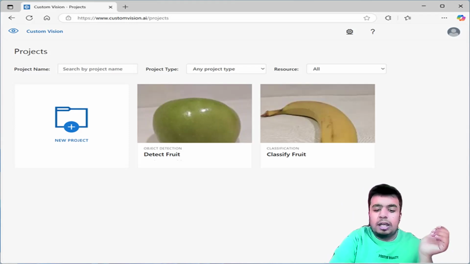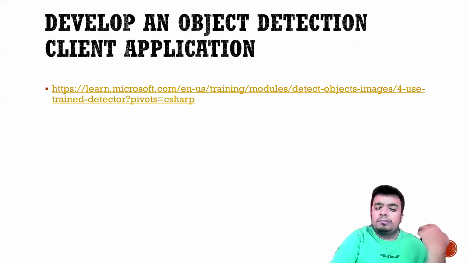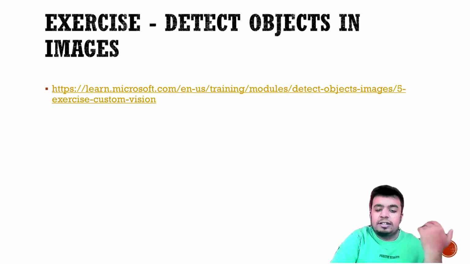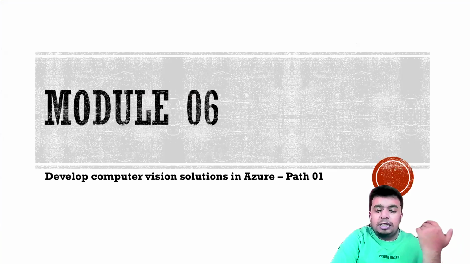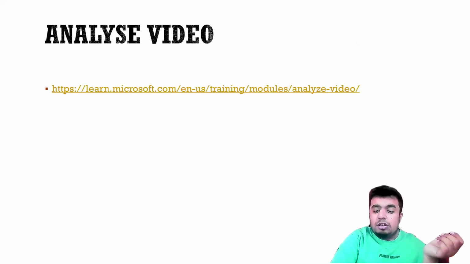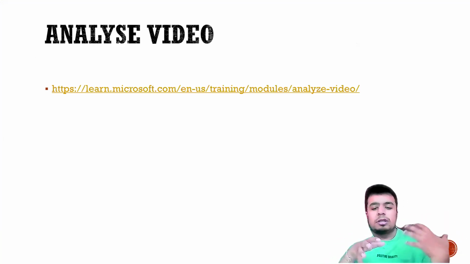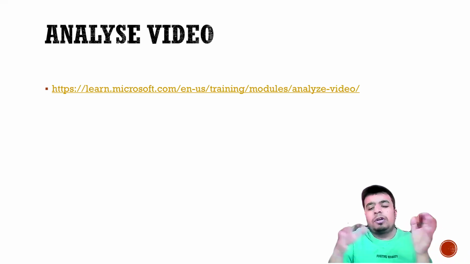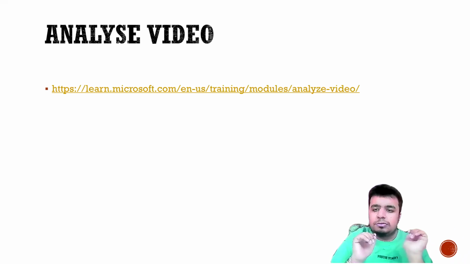Then next we have training and object detection, then object detection details. Then we have your summary. Then we have developing computer vision solutions in Azure. How do we develop computer vision solutions? For example, firstly, what is the need of this computer vision solution?